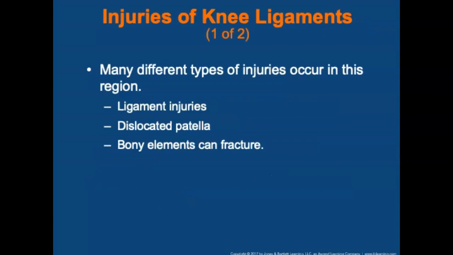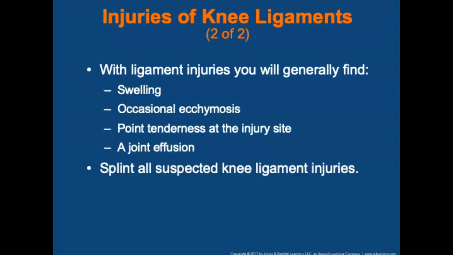Injuries of the knee ligament. The knee is very vulnerable to injury. Therefore, many types of injuries occur in this region. Ligament injuries range from mild sprains to complete dislocations of the knee. The patella can also dislocate, and any bony elements of the knee can fracture. The knee is especially susceptible to ligament injuries, which occur when abnormal bending and twisting forces are applied. When you examine the patient, you will generally find swelling, occasional ecchymosis, point tenderness and joint effusion.